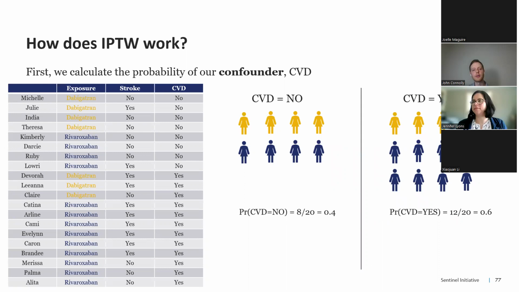The first thing that we'll do to perform IPTW is to stratify or split the population into mutually exclusive cardiovascular disease groups. There's the patients without cardiovascular disease on the left, and the patients with cardiovascular disease on the right. We can calculate the probability of the confounder here. The probability of not having cardiovascular disease is 8 out of the 20 subjects. The probability of having cardiovascular disease is 12 out of 20, or 60% of the patients in our study.